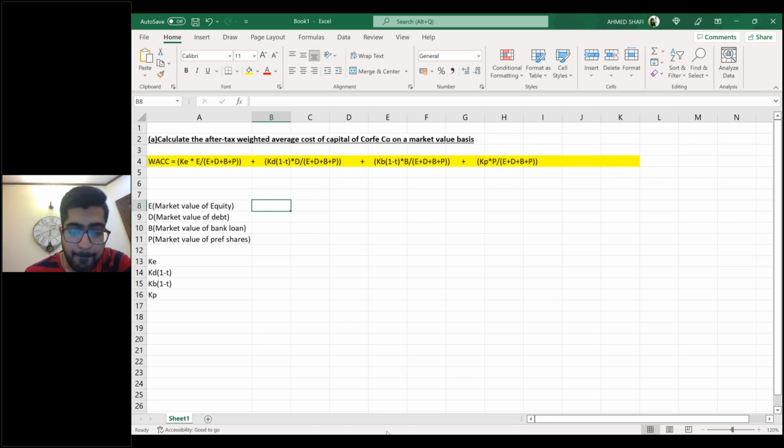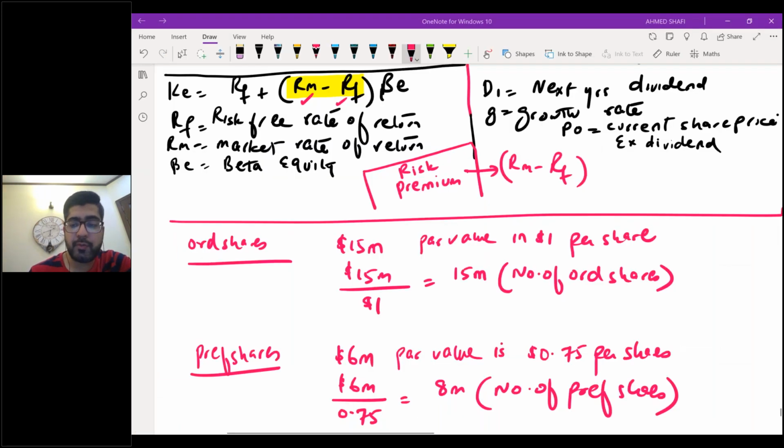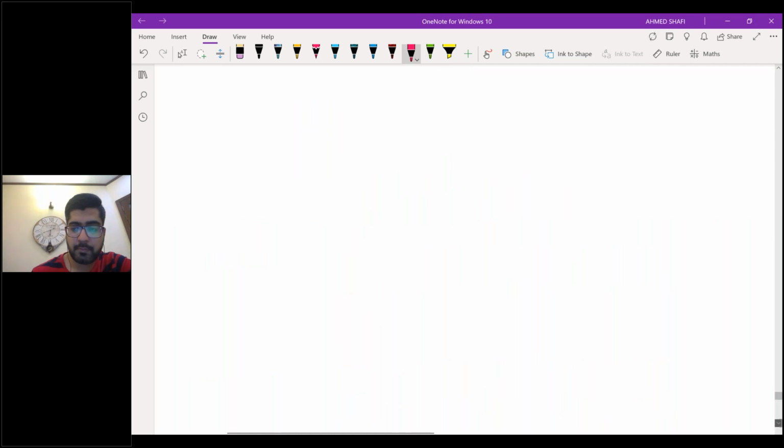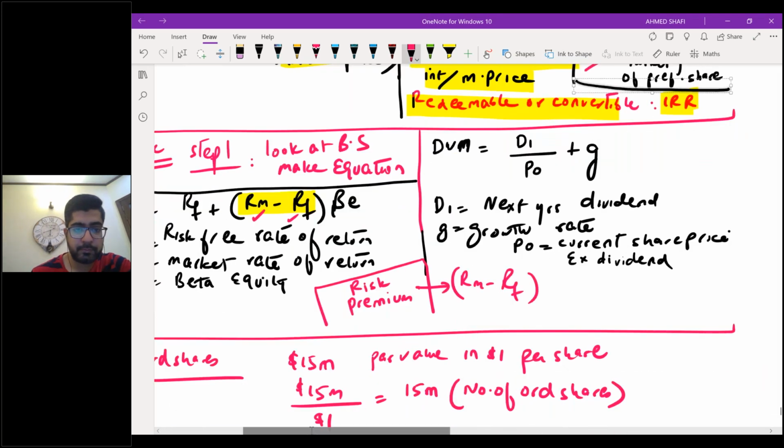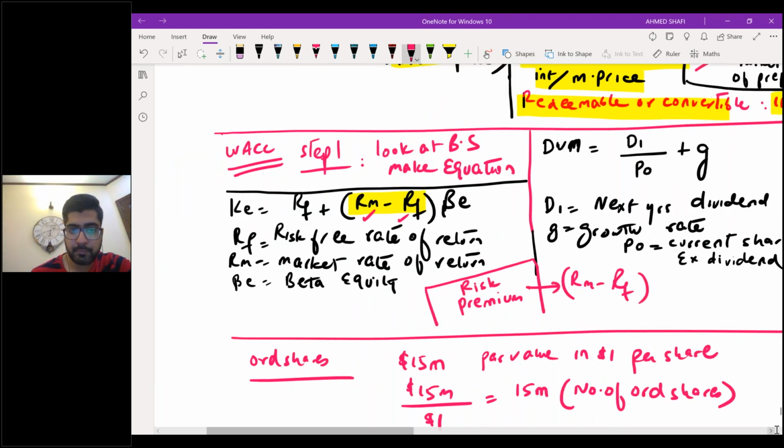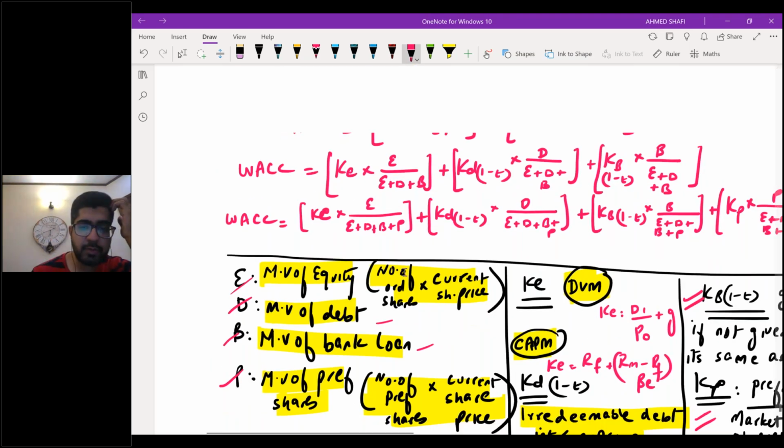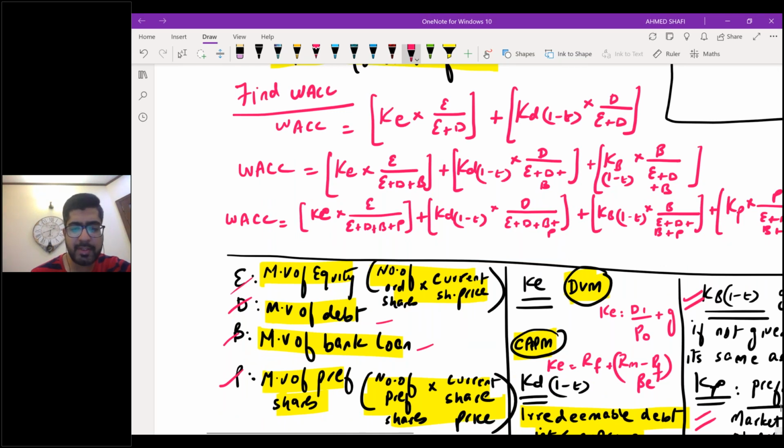Please pay attention. I told you here, market value of equity. Remember market value of equity? It's the number of ordinary shares into current share price, and the market value of preference shares is the number of preference shares into current share price. We will get them easily.